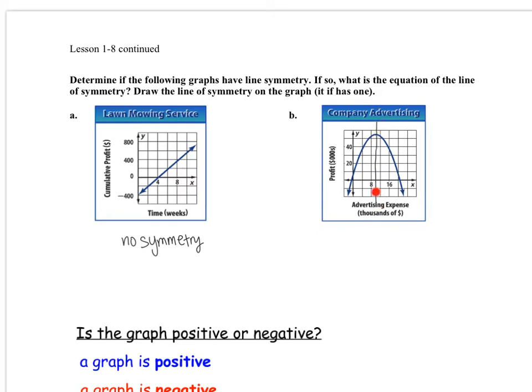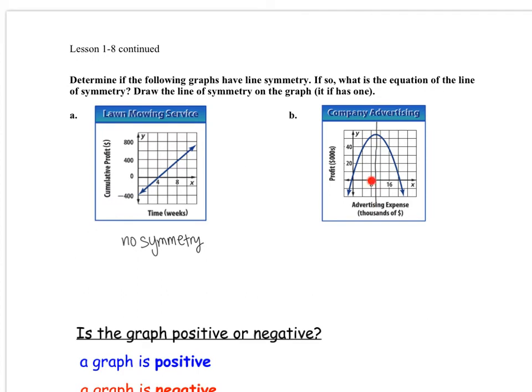So if I were to fold on that line, this piece would match up exactly with this piece. So this has symmetry. Now for the second part, what is the equation of the line of symmetry? Remember, we talked about vertical lines being x equals lines, meaning that there's only one x value for this line, and so it wouldn't be a function by itself. So what x value are we at for that vertical line?